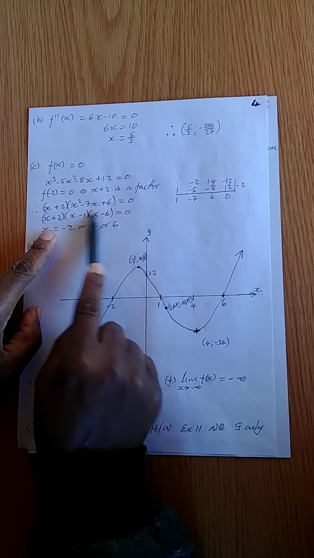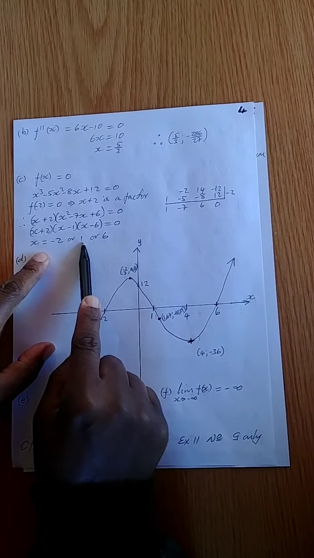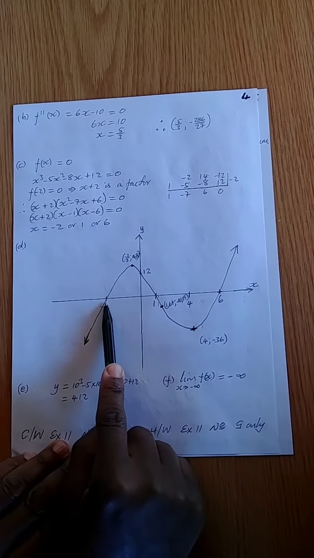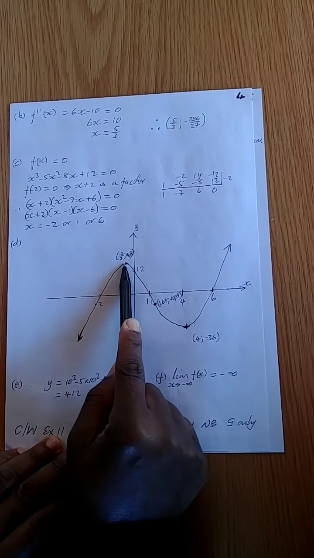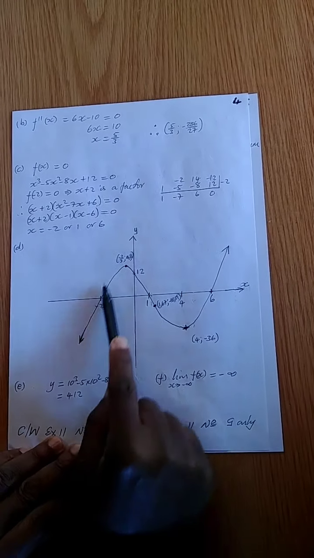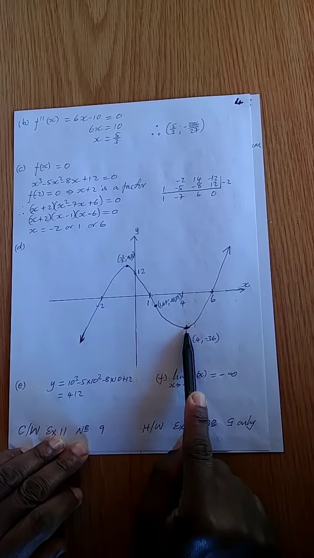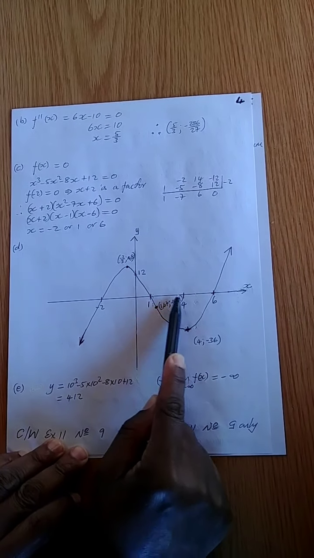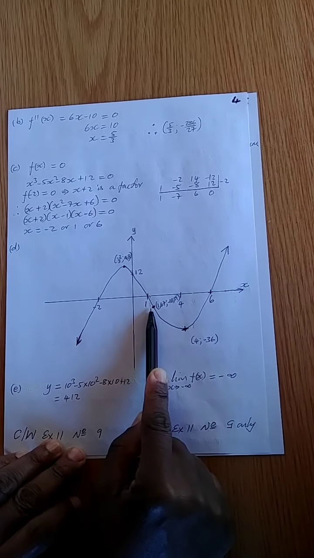Then again, we need to factorize. We end up with x is equal to minus 2 or 1 or 6. So as you can see here, it's cutting at minus 2, it's cutting at 1, it's cutting at 6. And this is our first turning point. It's a maximum turning point. And this is our second, it's a minimum turning point. And we write down the coordinates of the stationary point, which is a point of inflection.